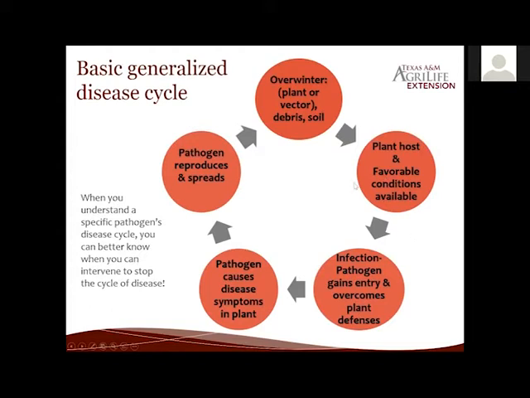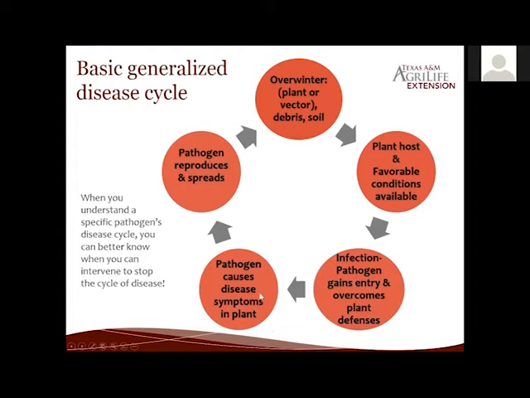All right, so if that pathogen comes in contact with a plant host and favorable conditions occur for that pathogen to start its infection cycle, then we have infection, which is when the pathogen actually gains entry to the plant and overcomes plant defenses. Now, if it was seed-borne or it was already present in a cutting or something like that, this will look a little different. But for general purposes, we do have an infection step.